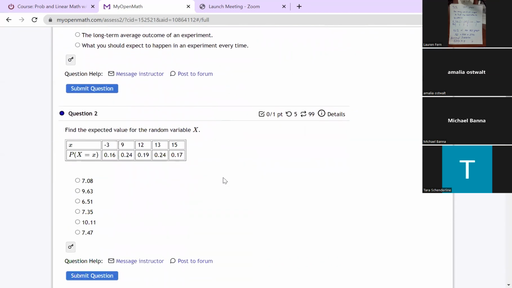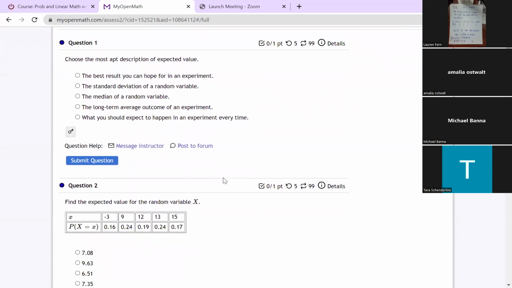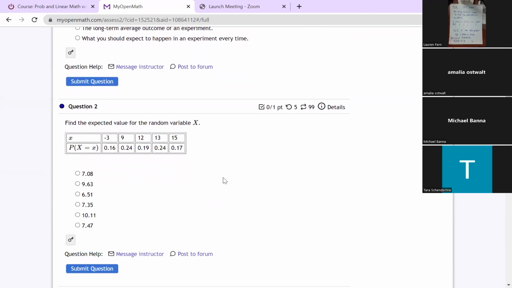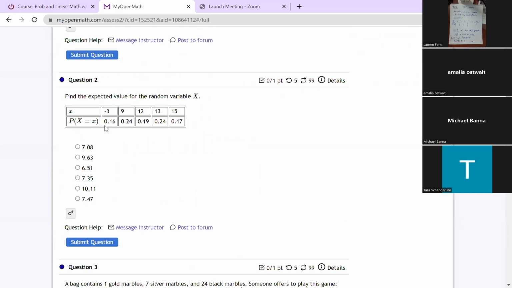number 1 is a multiple choice question. We know that when we talk about expected value, we're talking about long-term averages, okay? For number 2, your probability distribution table is going to look different than mine. But here you're given this sample probability distribution table, and all you're asked to do is find the expected value. How do you find the expected value? You take each X value times its corresponding probability and add it up. All you're doing in question number 2 is simply using the formula. Don't make it harder than it is.